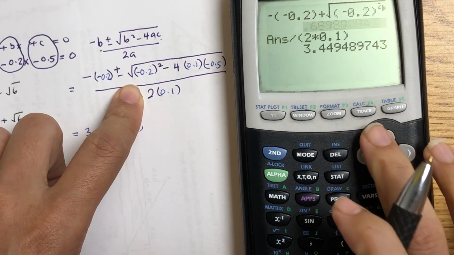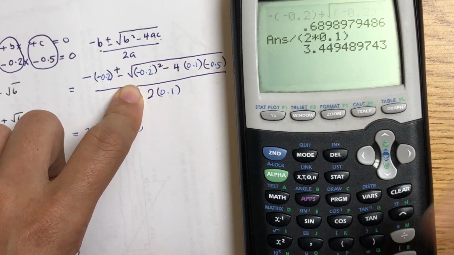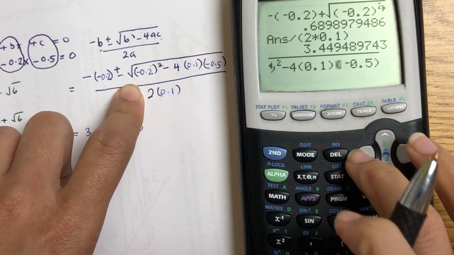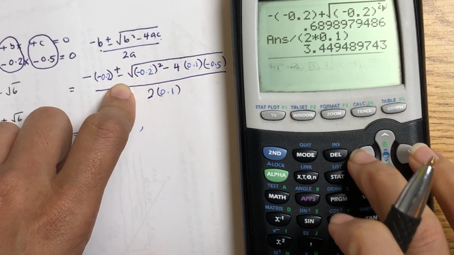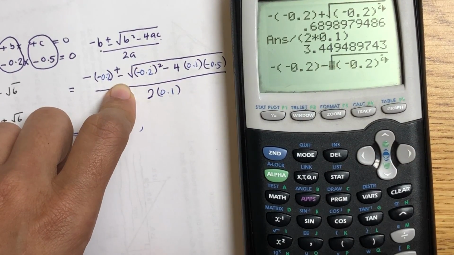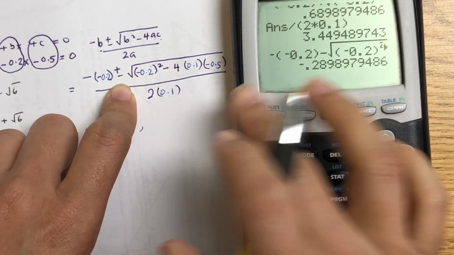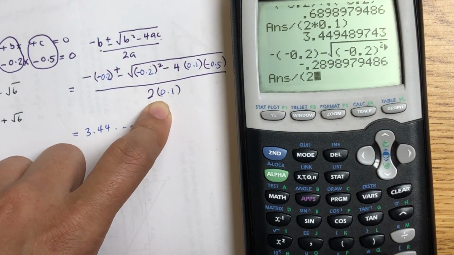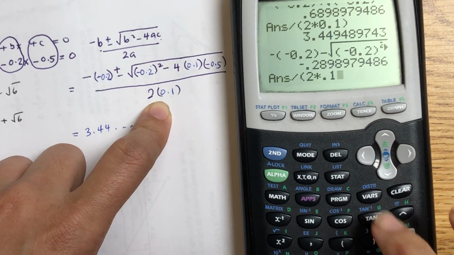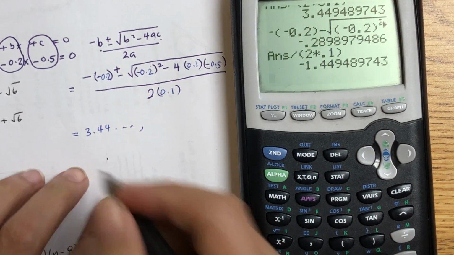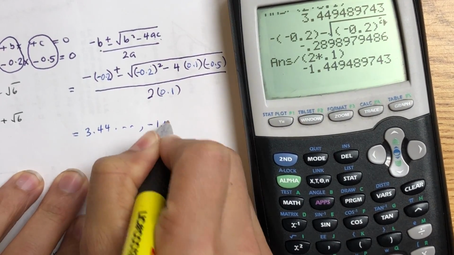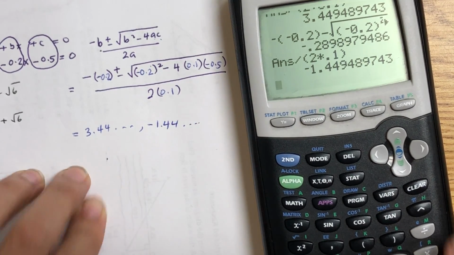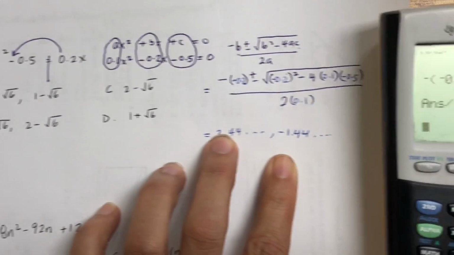So I'm just going to go back up. Press enter there so it copies it down. Then you're going to go outside the square root and change that plus to a minus. So outside the square root, change the plus to a minus. Press enter. And that's the top, right? So now you're going to divide it by the bottom in parentheses, which is 2 times 0.1, which is negative 1.44, blah, blah, blah.